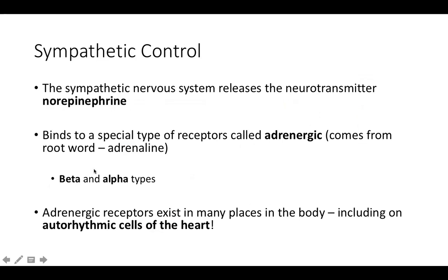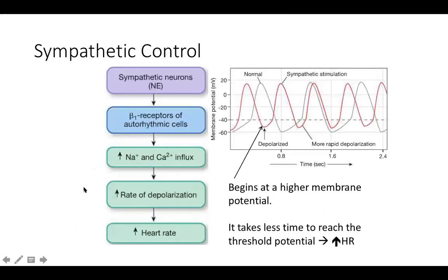Adrenergic receptors, again, also exist in many places in the body. They exist in your blood vessels. They exist in your eye. They exist in your heart, so on the autorhythmic cells of the heart. And the type of receptor that you have on the autorhythmic cells of your heart are beta receptors. And it's specifically beta 1 receptors that you have.